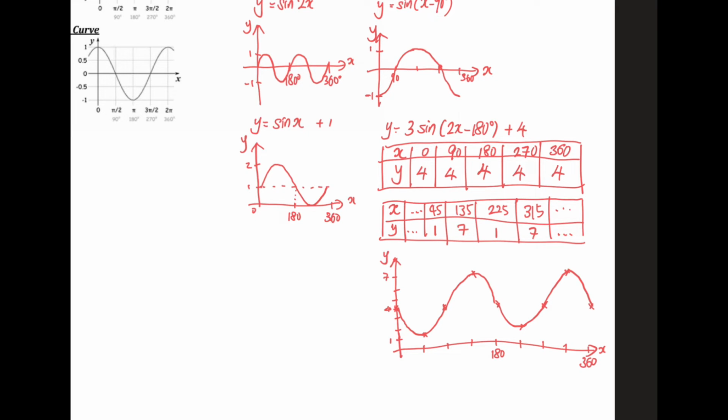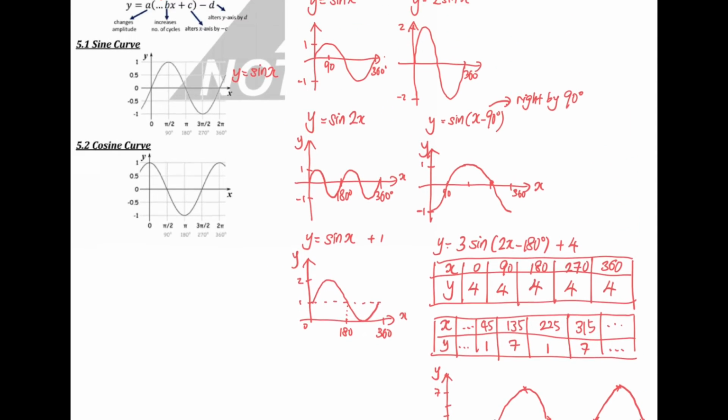Now that is the graph. Like what I said, when A, B, C, D come together, instead of considering transformations one by one, it is better to use a calculator, build a table and sketch the graph. That is safer. Okay, we move on.